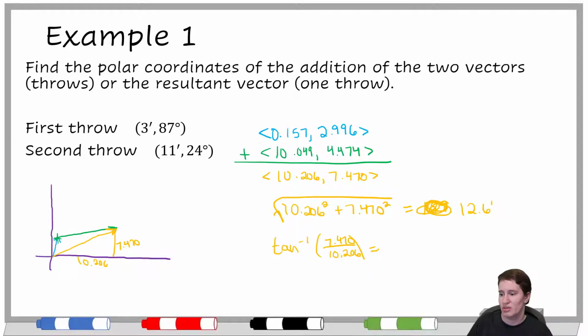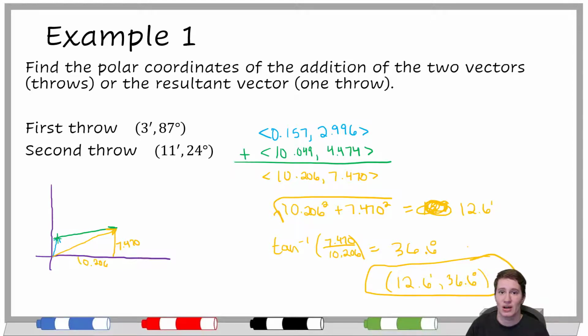Okay, so this angle should be 36.6-ish. And so we would write this as a polar coordinate point: 12.6 feet, comma 36.6 degrees. And when we write it in polar coordinates, we would not use the arrow brackets. It's only whenever we're writing it with x and y components that we would.